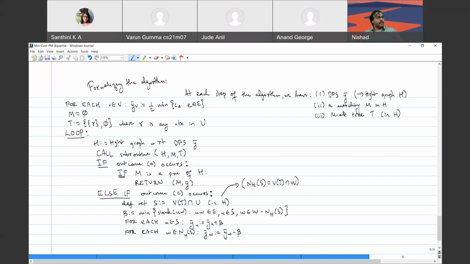Of course, I can make it more complicated and start with a maximal matching in the graph H, but then it just makes the code more complicated. So I'm just going to start with the empty matching in this case. All right. So that is our formal version of the algorithm.